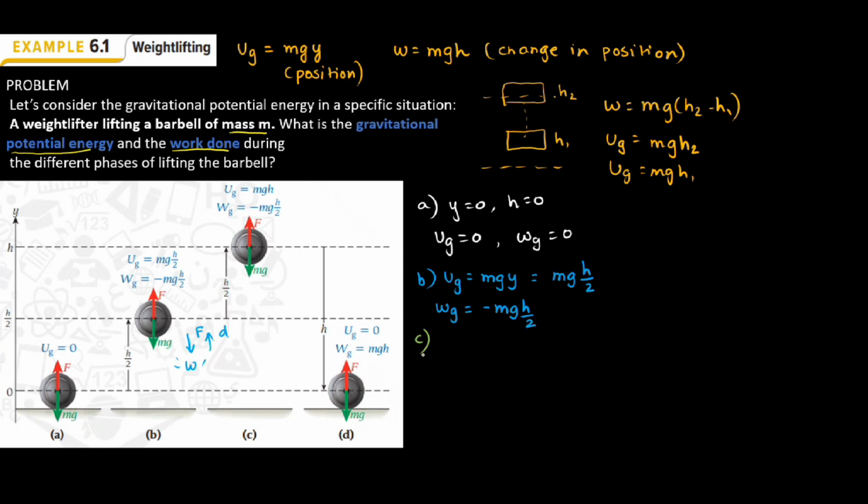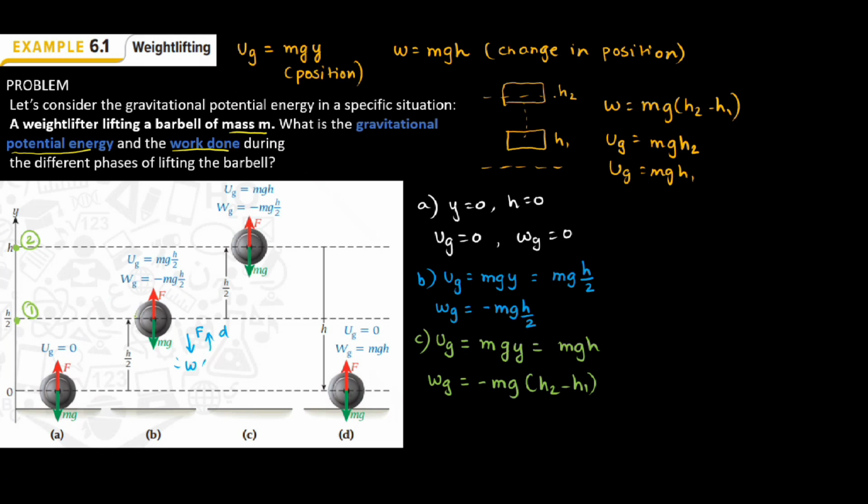Then we come to part C. In part C, the object is moving from a position h by 2, I will call this position 1, to a position h, I will call this position 2. Potential energy is just dependent on the position, mgy, and my final position of the barbell here is h. So I will just substitute y as h. Potential energy will be mgh. Work, on the other hand, will be written as negative mg(h2 minus h1).